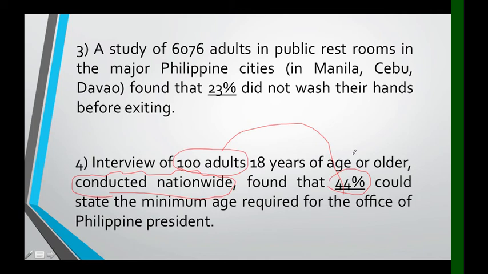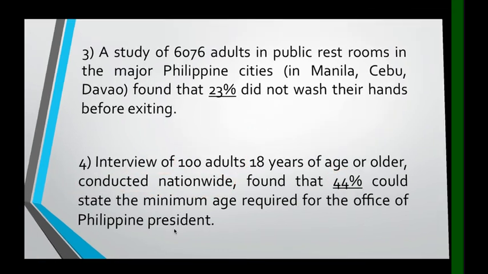So, kung dito, parang pumili lang sila ng 100 and from those 100 na 18 years of age or older, 44% lang doon. Kumbaga, 44 lang sa kanila ang nakakasagot ng minimum age required for the office of the president. So, ibig sabihin, from this example, this one is a statistic. Okay? Kasi, kumuha lang sila ng sample na 100 adults at nakita nila na 44% dito ay nakakapag-state ng minimum age required for the office of the Philippine president.